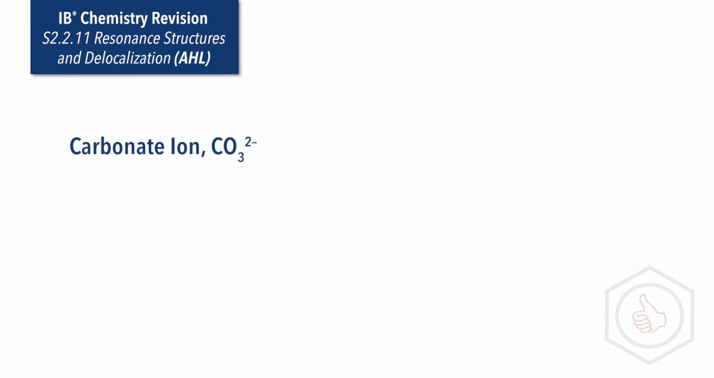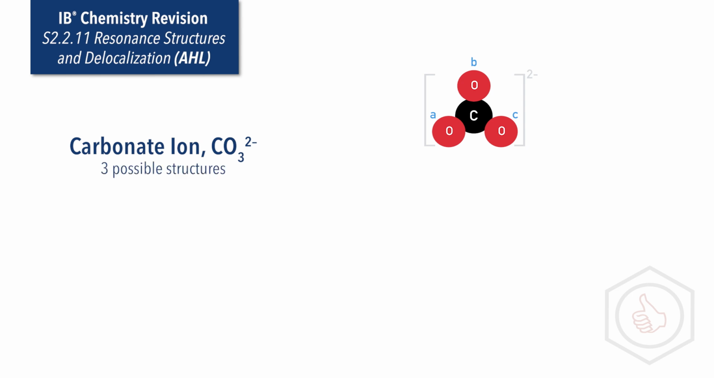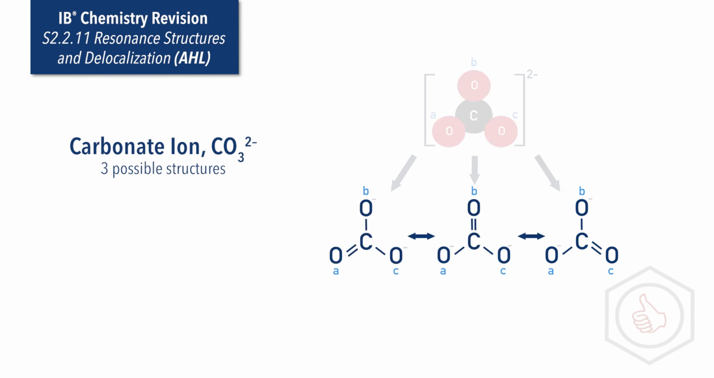A carbonate ion, CO3 2-, is made up of 3 oxygen atoms bonded to a central carbon atom. If we label the oxygen atoms in the same way we did with the ozone molecules, we can see there are actually 3 ways we can represent the bonding in a carbonate ion, with a double bond between oxygen A and the carbon, a double bond between oxygen B and the carbon, or a double bond between oxygen C and the carbon, with the other oxygens having single bonds and a negative charge each.